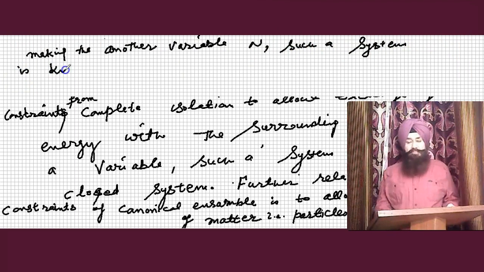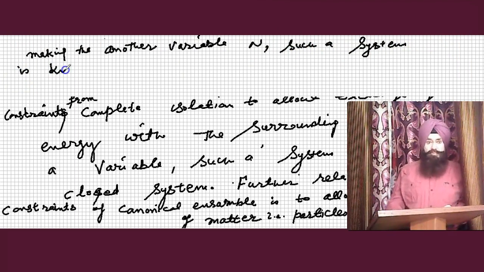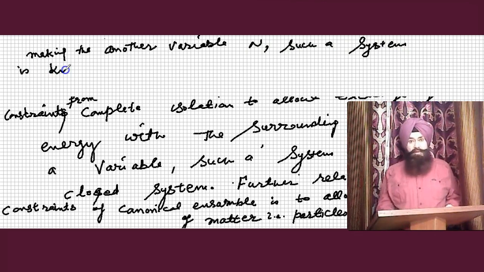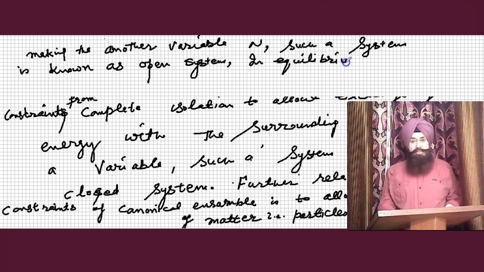And as a result, there are now two variables, the number of particles as well as the energy. So going from canonical to grand canonical, N also becomes a variable. In canonical, E was the variable. Now in the grand canonical case, E and N are both variables. So it is an open system.